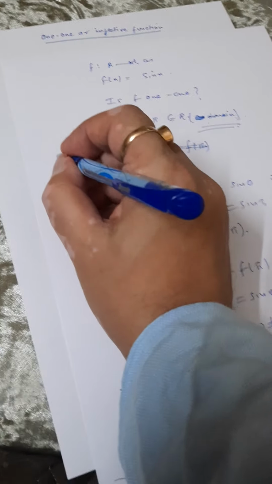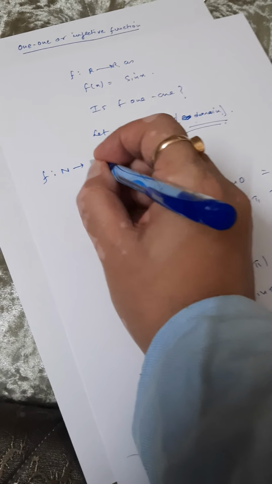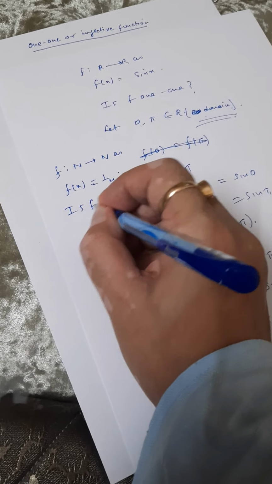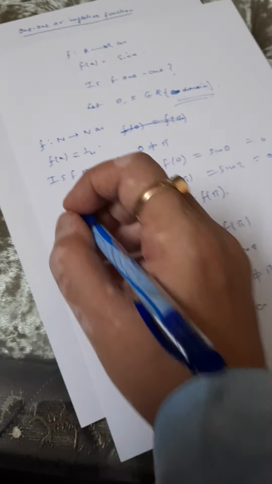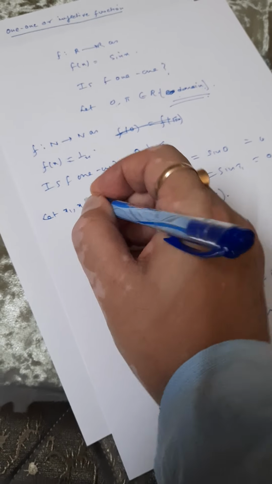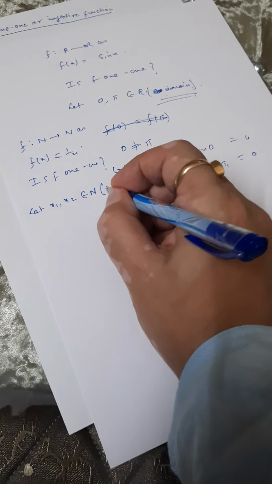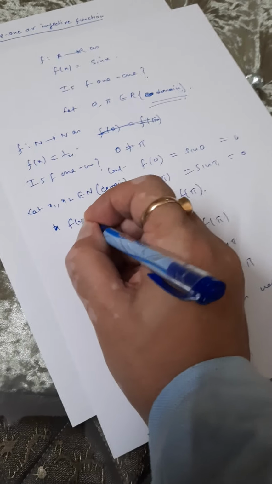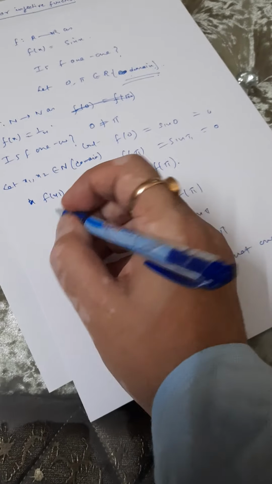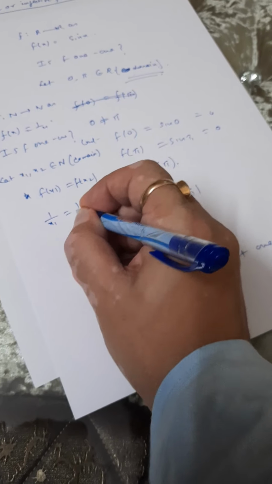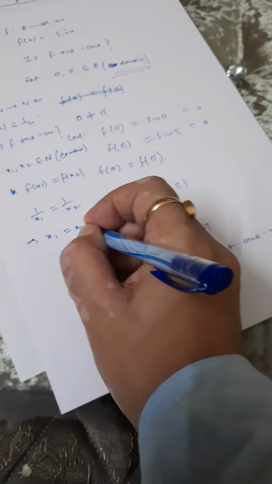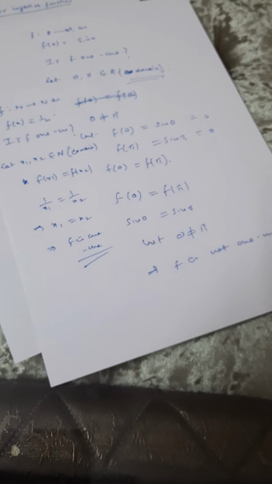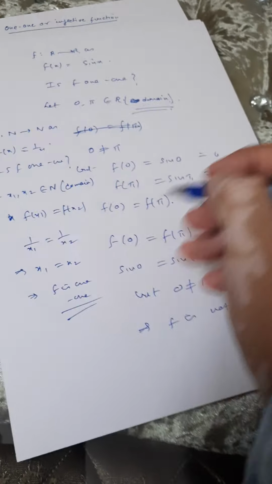In the same way, define f from N to N as f(x) equals 1 by x. Is f 1-1? You will write let x1 and x2 belong to N, that is the domain. So you have f of x1 equals f of x2. This means 1 upon x1 equals 1 upon x2. This gives x1 equals x2. This means f is 1-1. So here f is 1-1.